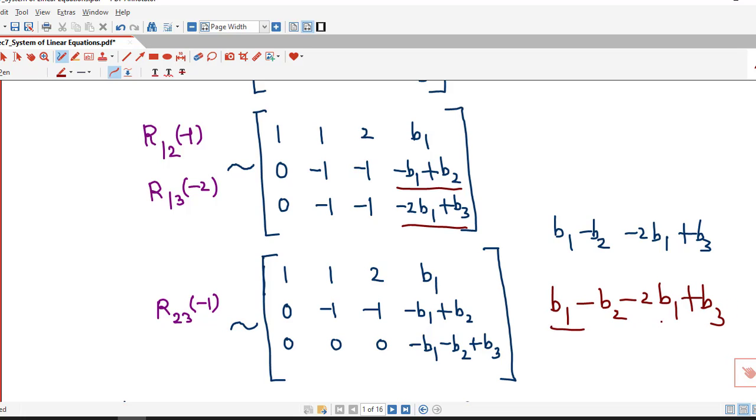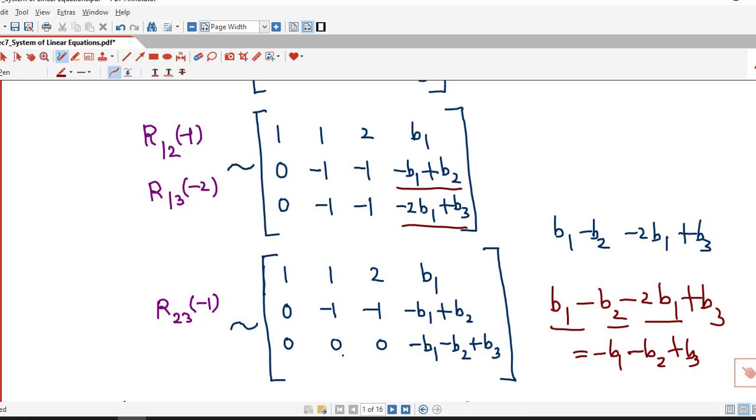Then b1 minus 2b1 is equal to -b1, and this minus b2 and plus b3. So this entry is minus b1 minus b2 plus b3. So if we concentrate on the last row, we can see this.